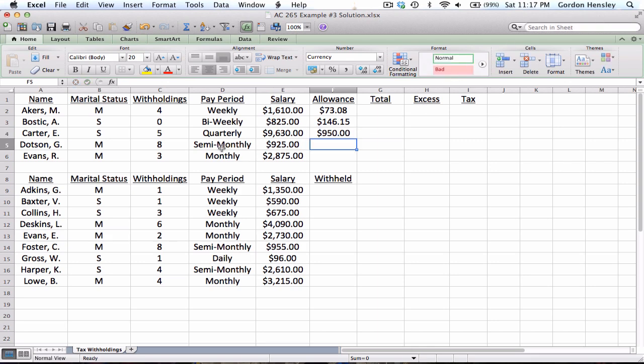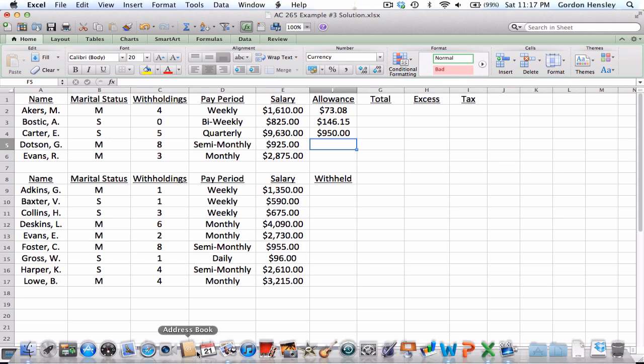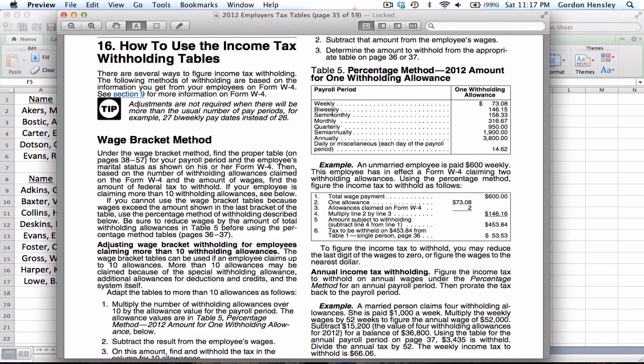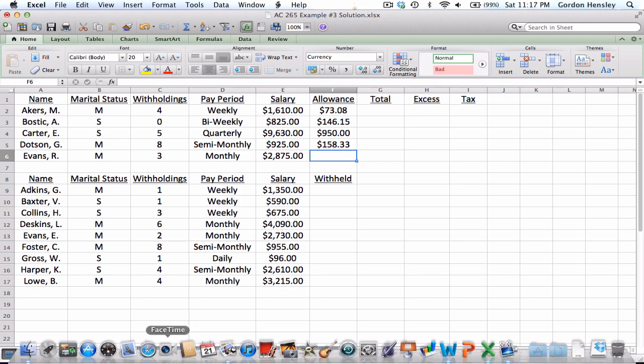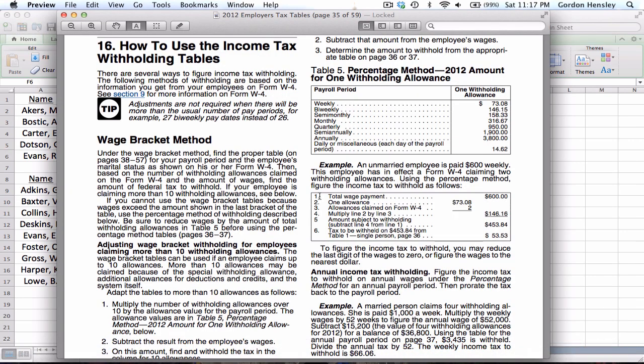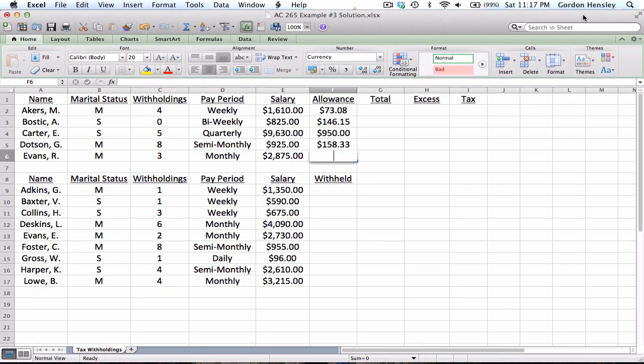The next employee is paid semi-monthly. So semi-monthly, it's the third one. I follow that over, $158.33. So $158.33 is one withholding allowance for semi-monthly. And then the last person on this first part of the problem is paid monthly. So I want to get the monthly amount. It's the fourth one, $316.67.